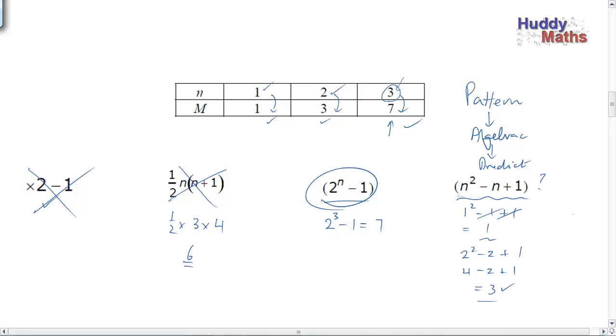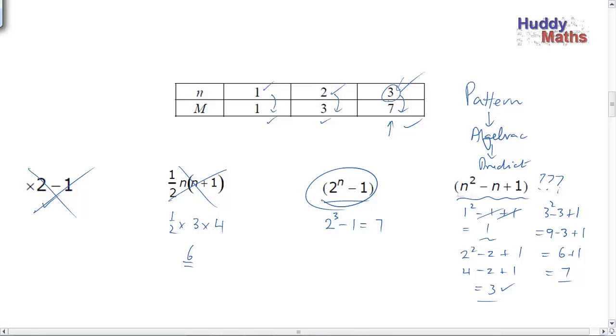Let's check the last one. N is 3. It'll be 3 squared, take 3 plus 1, which would be 9 take 3 plus 1, which would be 6 plus 1 is 7. Hey, that complicated pattern works. The question is, how would you spot that one? That might be a bit hard.